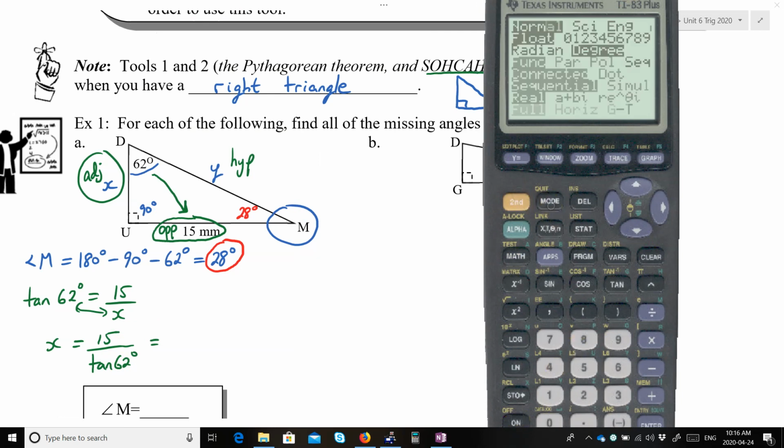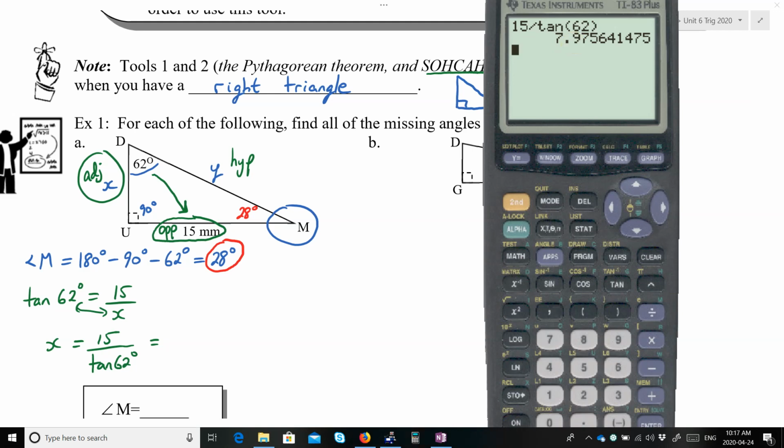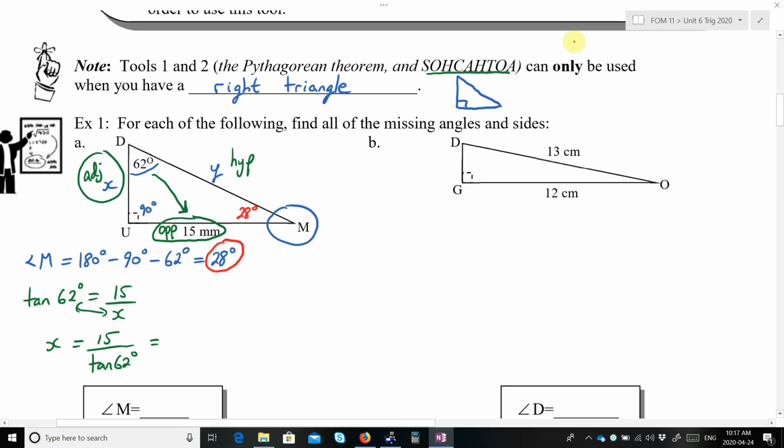Mode, I'm in degree mode, good. So I go 15 divided by tan 62. And I get 7.97. If we go to 1 decimal place, that 9 would get rounded up to a 10, and that would become 8.0, and that's going to be millimeters.